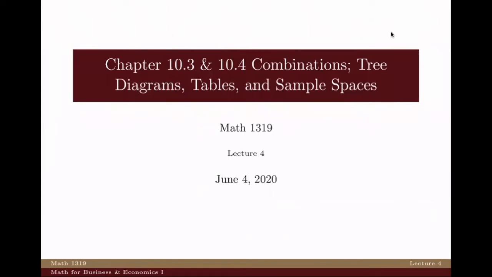Hello and welcome back. This is going to be our fourth lecture and we're going to be talking about sections 10.3 and 10.4, combinations, tree diagrams, tables, and sample spaces. Let's jump in.